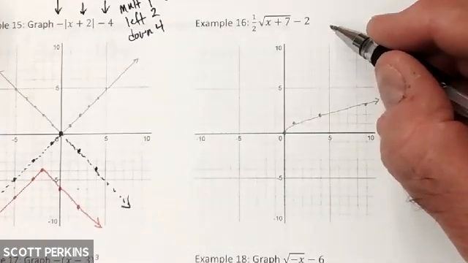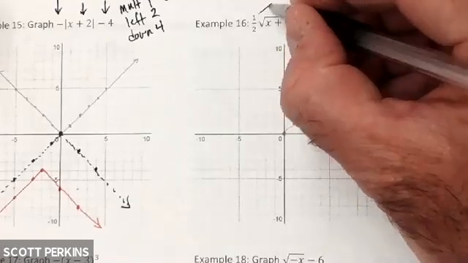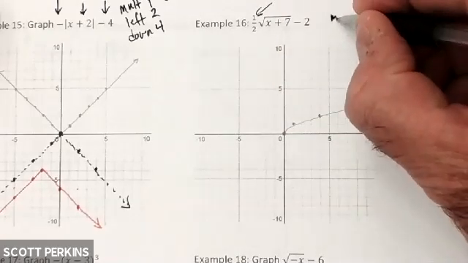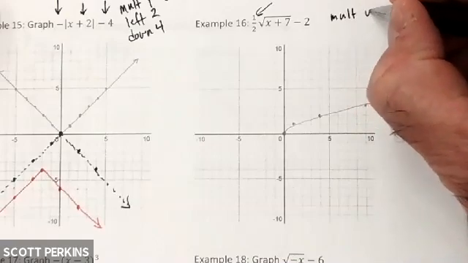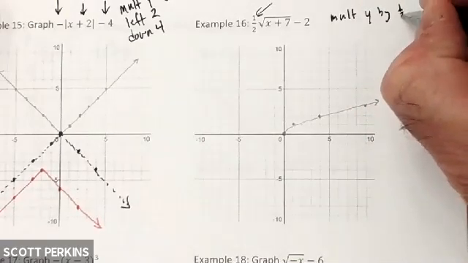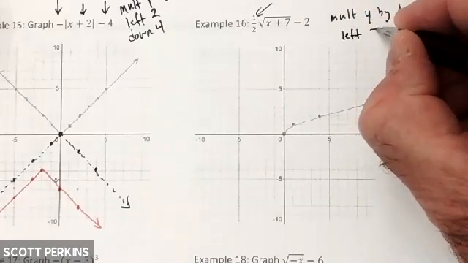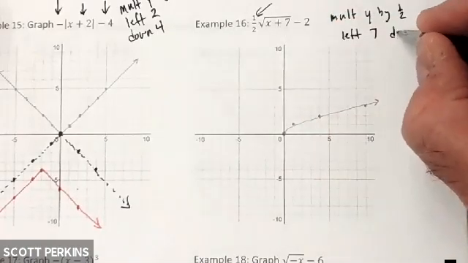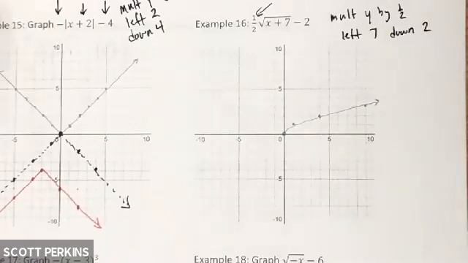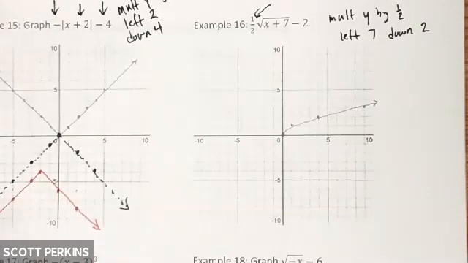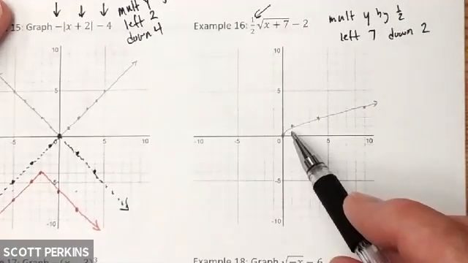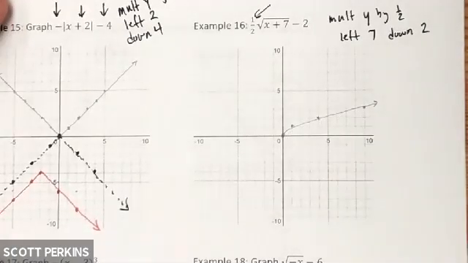So example 16, the three things that are happening: the 1/2 means that I'm multiplying the y values by 1/2. The +7 means I'm moving the graph left 7. And then the -2 means I'm moving the graph down 2 units. Multiplication is the first thing that I'm going to do. So I'm going to multiply all my y values of this graph by 1/2.